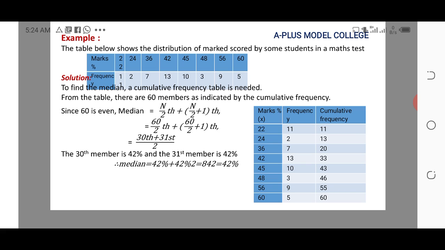The same thing until when we get to 60. When we get to 60, we see that the column of 60 is 5, 9, 3, 10. That is from that 60 upward. When we add all the numbers together, it gives us 60.